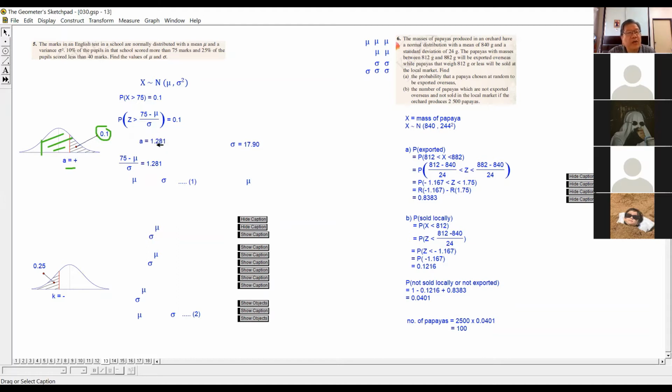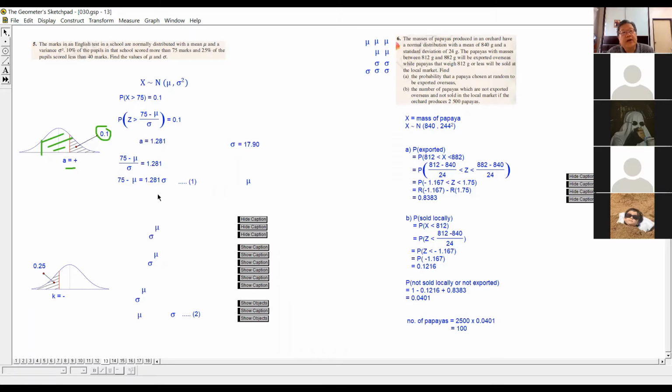Using this Z score of positive 1.281, I equate it with the Z score from the conversion. When I equate these two, I bring the sigma over to the other side and form one equation involving mu and sigma, both unknown. Never mind, just keep it as equation 1. Now we look for the second equation.